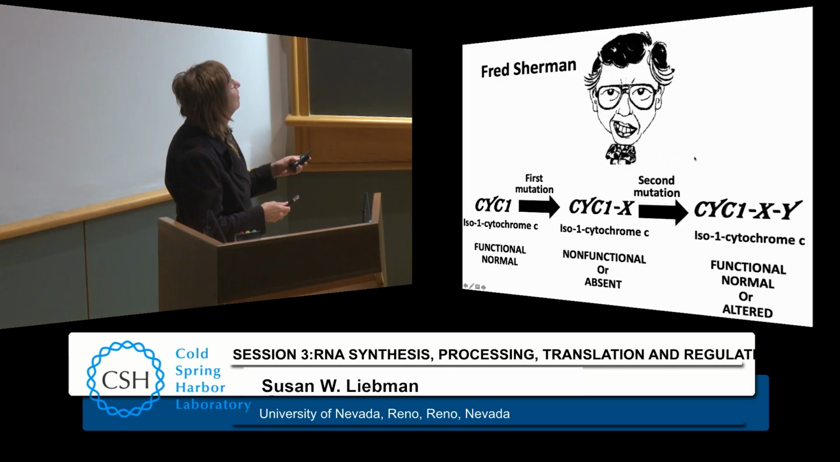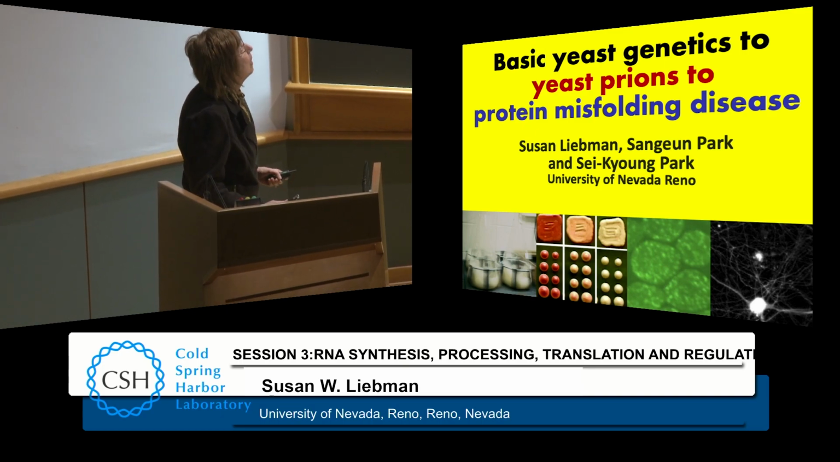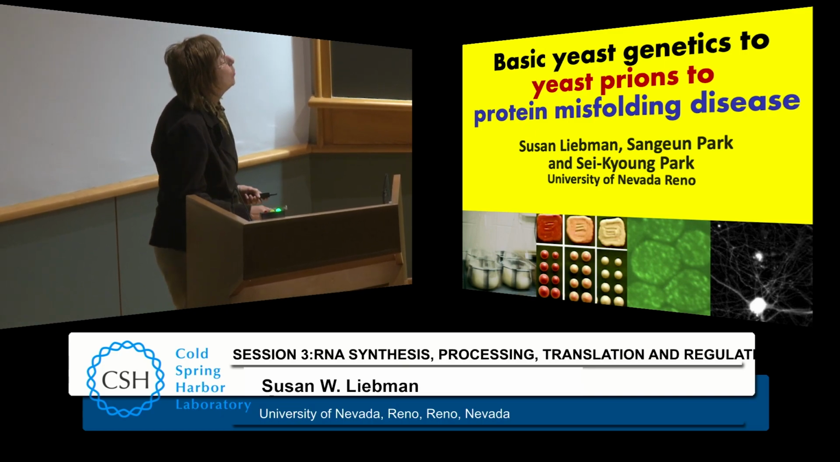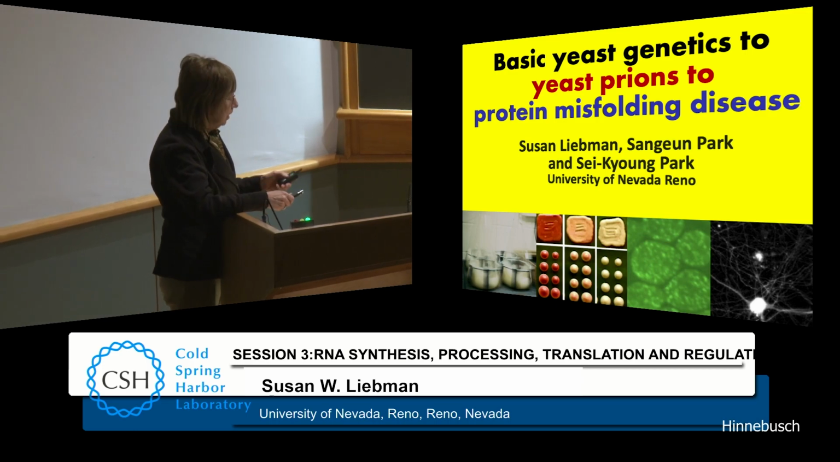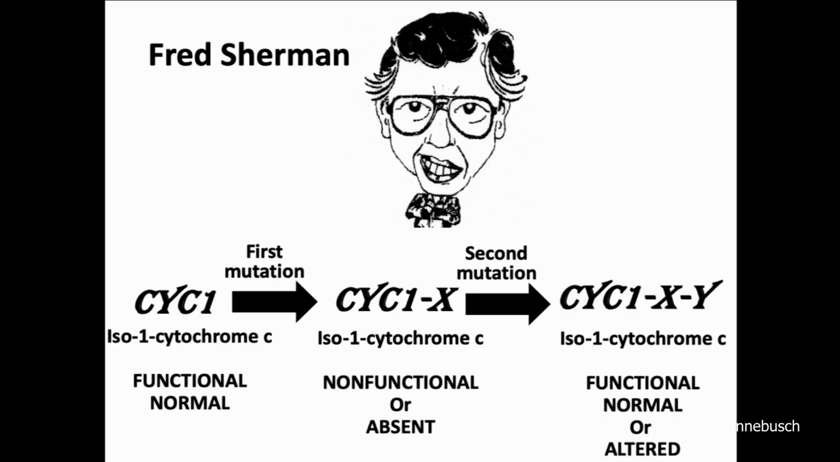Okay. So I'm going to tell you today about a journey from basic yeast genetics to yeast prions to protein misfolding disease. Before there was direct DNA sequencing, Fred Sherman devised a way to determine the DNA sequence of the iso-1 cytochrome C gene. And he did this by sequencing the protein of intragenic revertants.